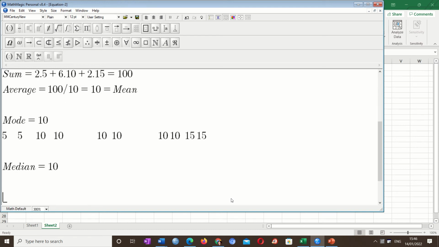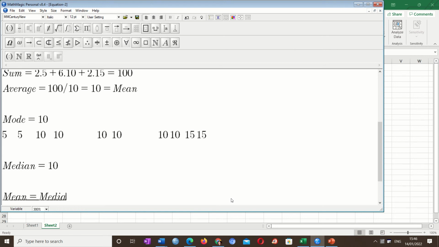So what I have here is mean equals median, which is equal to mode. What does this mean? If all three of them are equal, what can we say about this distribution? This is a normal distribution, because these three numbers are equal here.